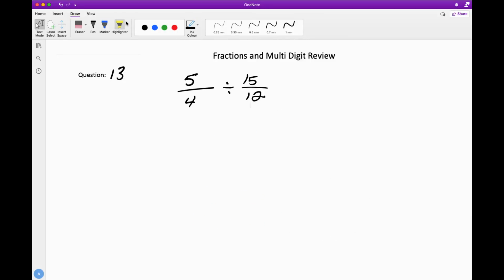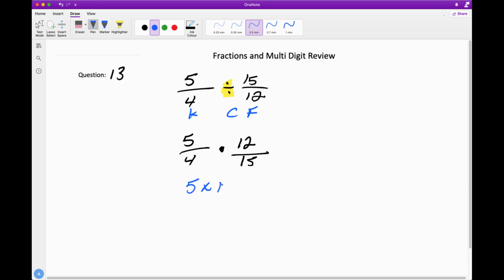Okay, we have 5 over 4 divided by 15 over 12. We see the division, so the first thing that we're going to do is we're going to keep, change, flip. Everybody knows how we're dividing fractions. So we keep, we change the multiplication, and we flip. All right, now that we have it written as a multiplication problem, we just perform the multiplication, but before we do that, we're going to look to reduce.